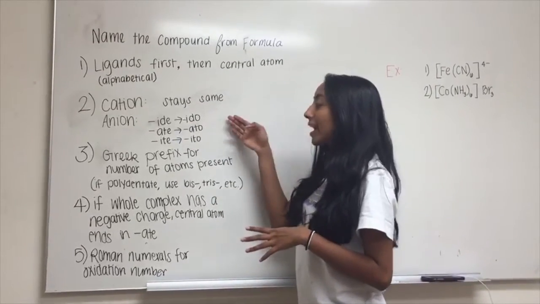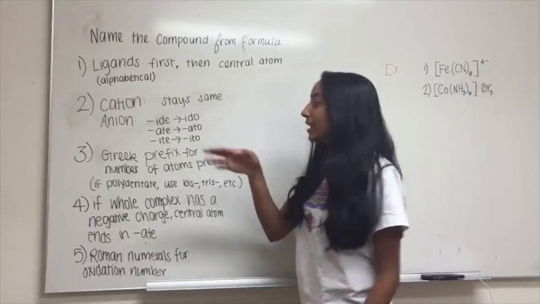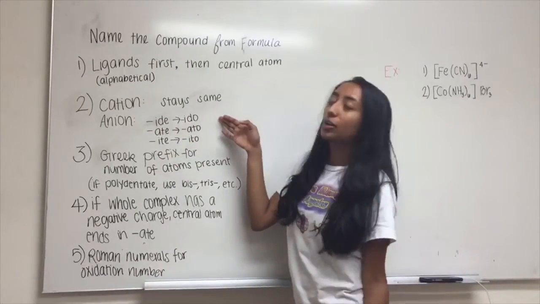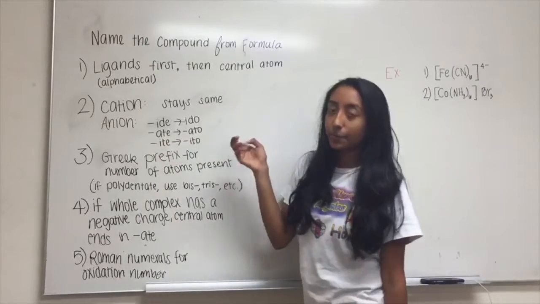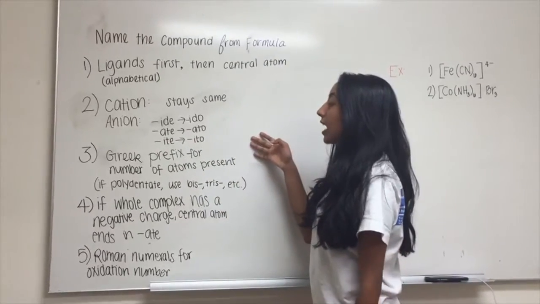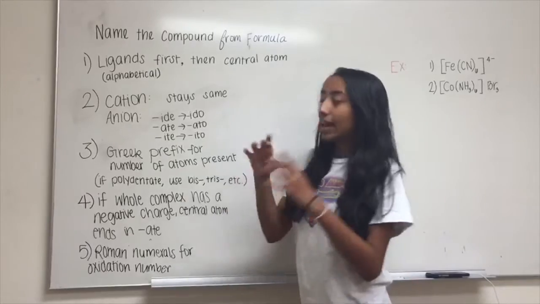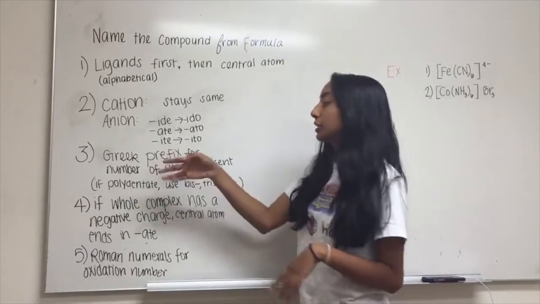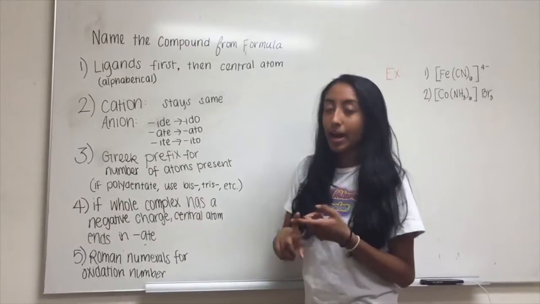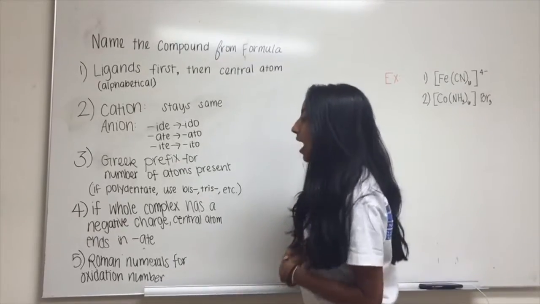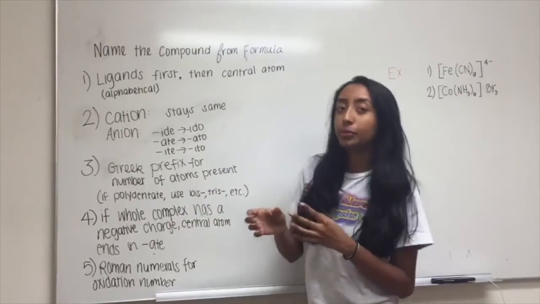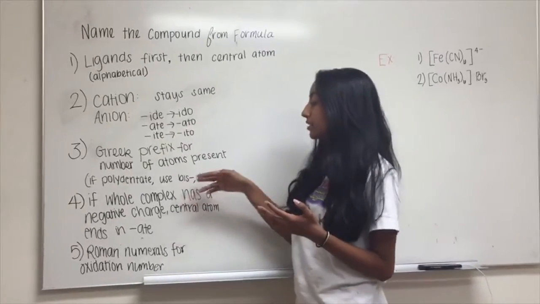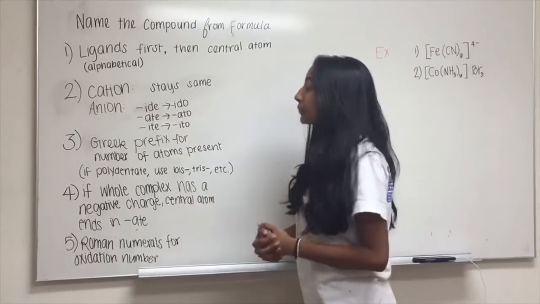And then anions, you need to change the ending. If it ends in -ide, it becomes -ido or -o. -ate becomes -ato, and then -ite becomes -ito. And then when you need to name how many of that ligand there are, you need to use a Greek prefix, so like di, tri, etc. If it's a polydentate or it already has one of those Greek prefixes inside, you need to use bis, tris, and so on in front of it.